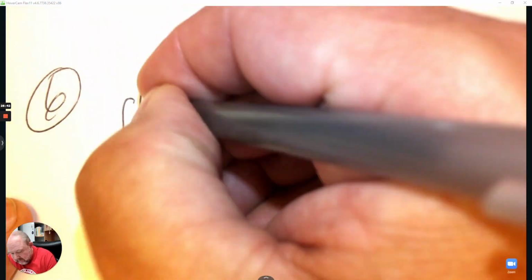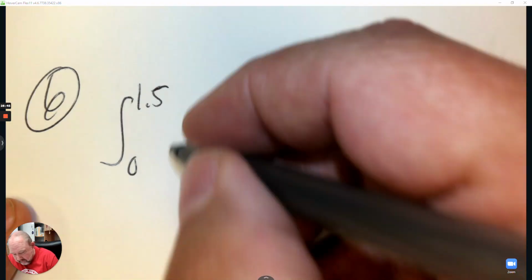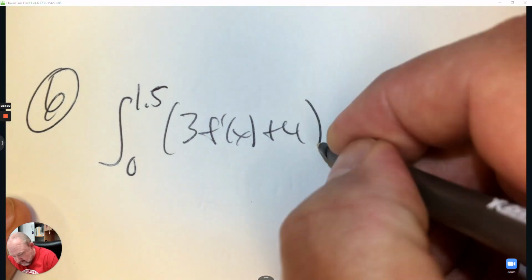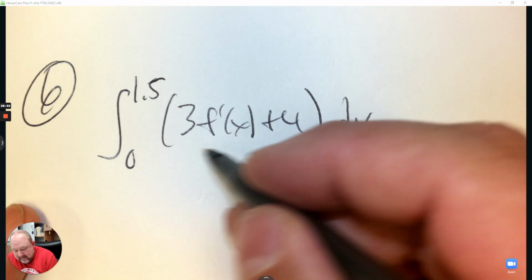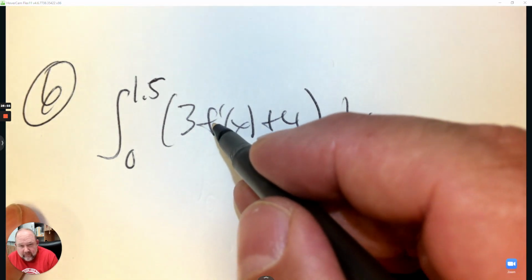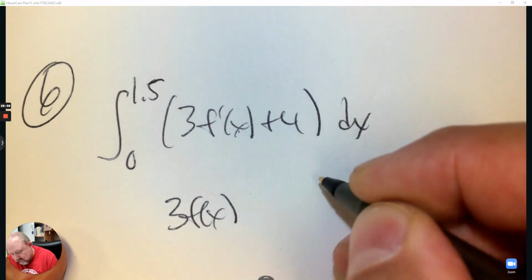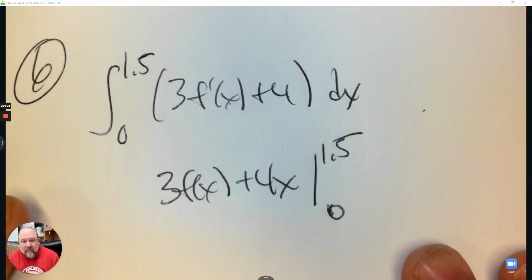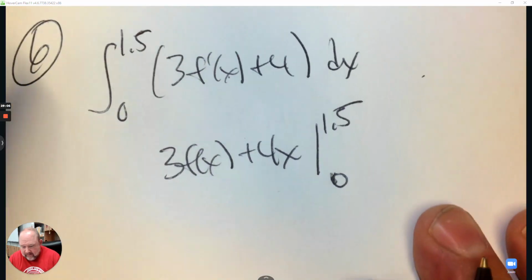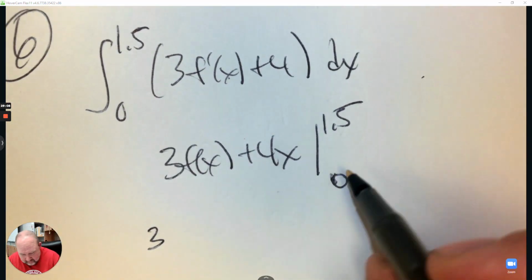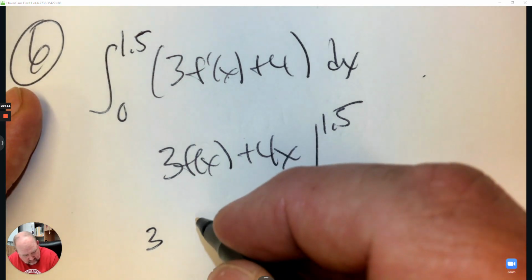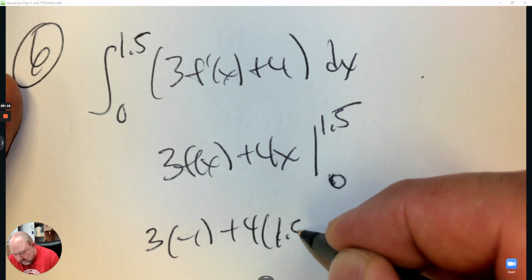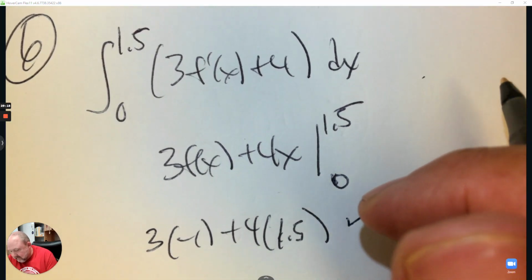So if I want to evaluate 0 to 1.5, 3 times the derivative of that plus 4. So first I have to do the antiderivative of what I see. The antiderivative of f prime at x is just f at x, and the antiderivative of 4 is 4x, and then it's from 0 to 1.5. So there is the antiderivative. And then I plug in 1.5 for f at x, which is negative 1, just looking off the chart, and then 1.5 for x. And then you have your answer. You don't have to simplify it.